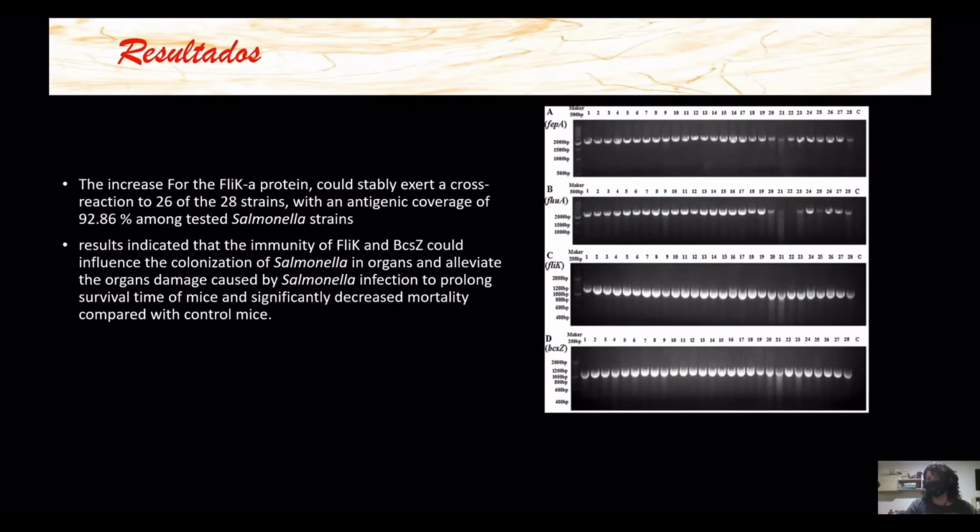A protein, which is a soluble version of the FliC protein, could stably exert a cross-reaction to 26 of the 28 strains, with an antigenic coverage of 92.35%. Among test Salmonella strains, results indicate that the immunity of the FliC and BcsC could influence the colonization of Salmonella in organs and alleviate the organ damage caused by Salmonella infection to prolong survival time of mice and decrease mortality compared with control mice.